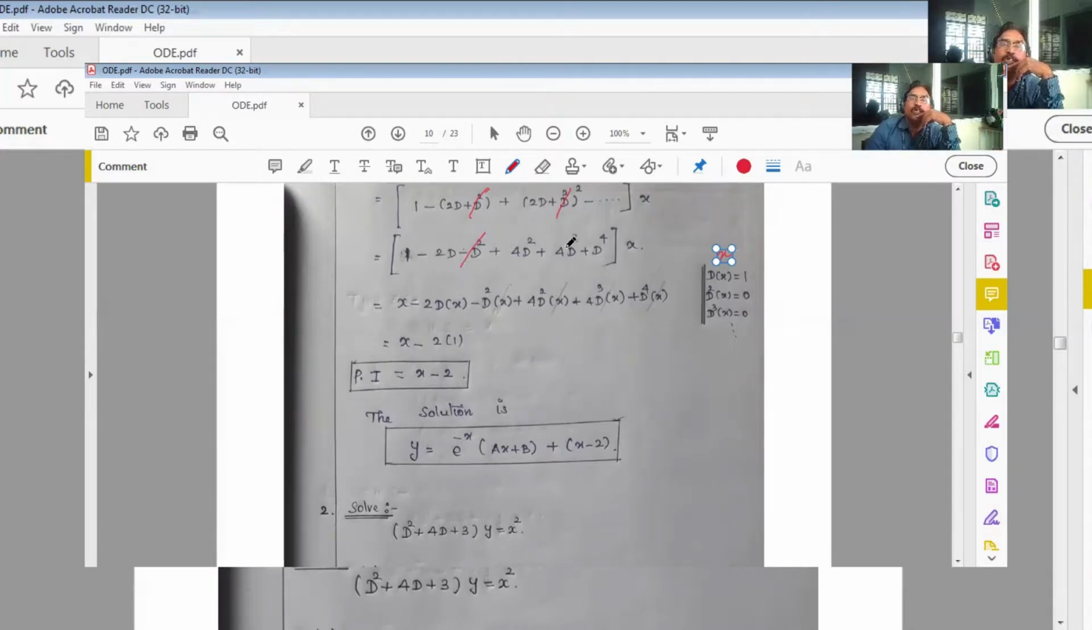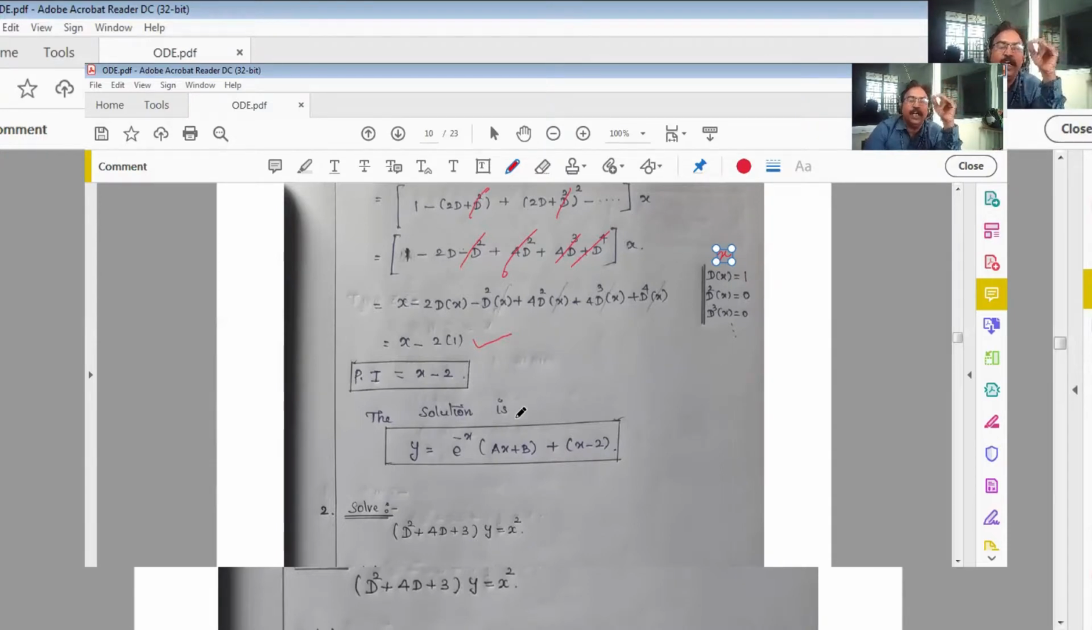So these are eradicated. Okay. So 1 minus 2d plus 4d square. What is d? D is 1. What is d square? Again this d square is 0. So 1 minus 2d, that is x minus 2. Okay. So d cube and higher powers are 0.